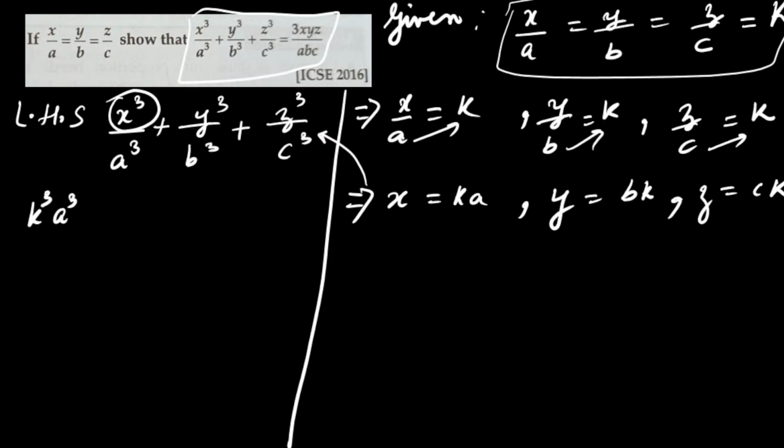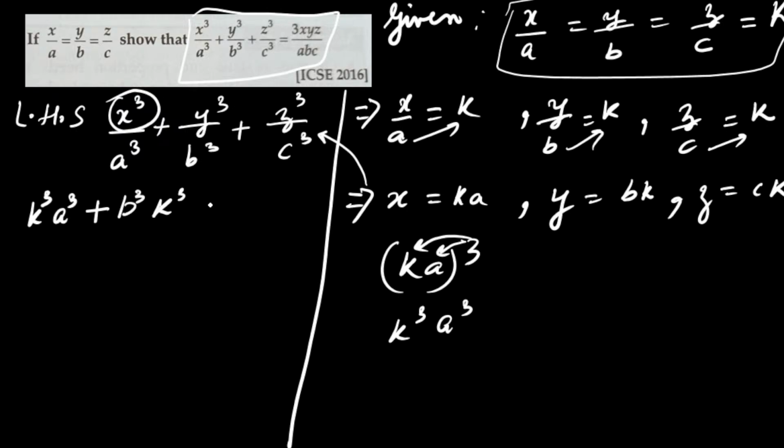The value of x is ka. So ka's whole cube is what? This cube is with this also, with this also. This is k cube a cube. That is how I have written. Same way y's value is bk, so this will be b cube k cube. Z's value is ck, so because z cube is there, this will be c cube and k cube. Is this thing clear?